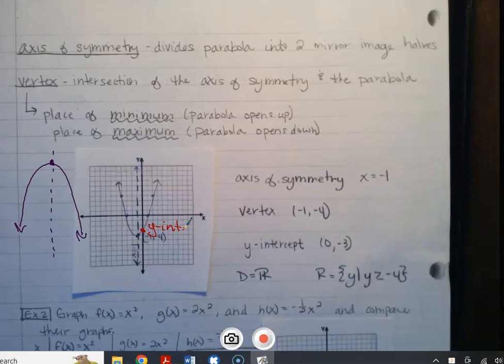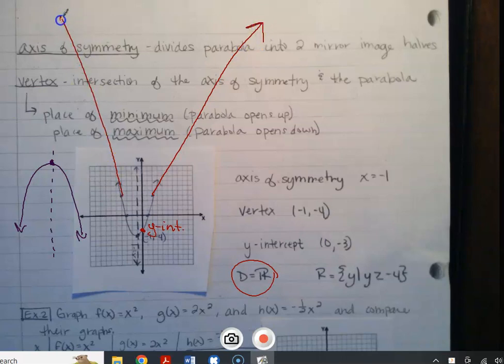All right, so domain. What's the domain say it is? Okay, is domain my x values or my y values? X values, good. So why is the domain all real numbers? Because it's going to continue going out to infinity. If you keep looking, it's going to eventually hit whatever number you want. Right, so check this out. Parabolas either open up or they open down. So the domain will always be all real numbers. Always.